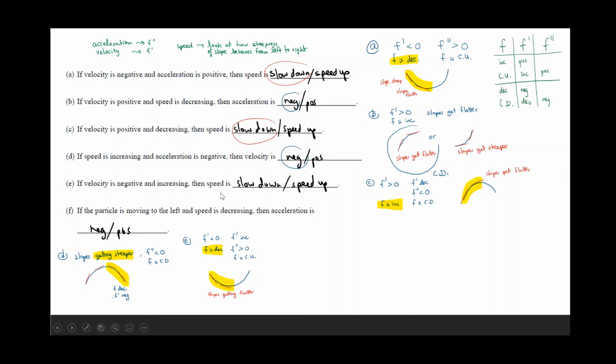Then, because the question is about just speed, we're looking only at magnitudes of the slope. And as we're going from left to right, slopes are getting flatter, and that means we are slowing down.